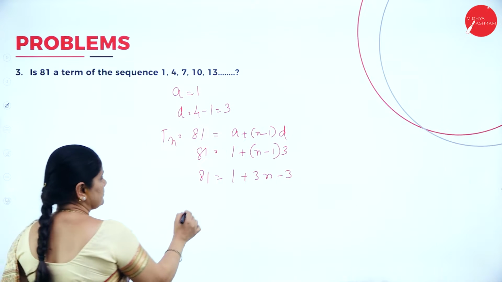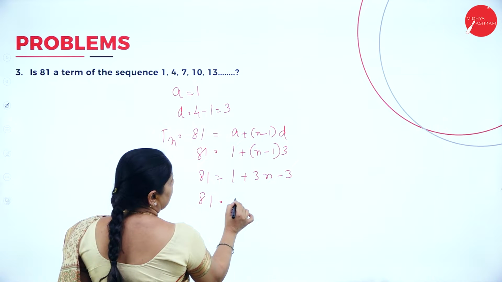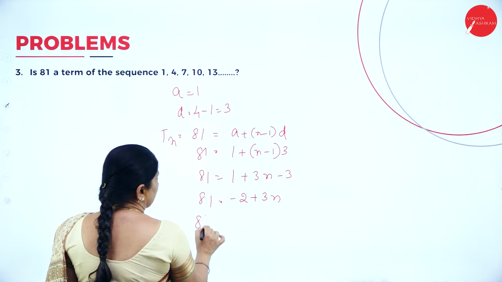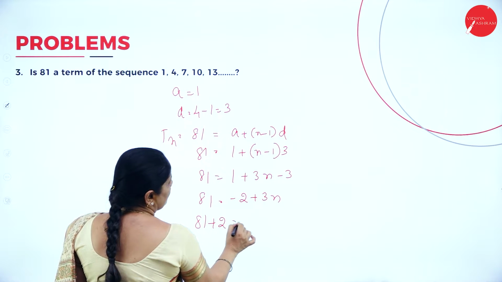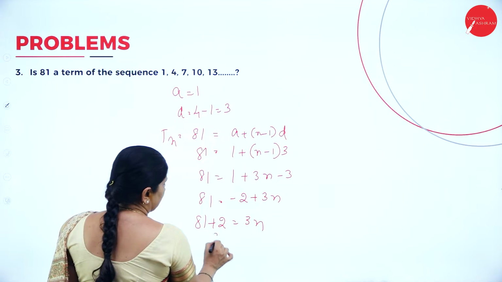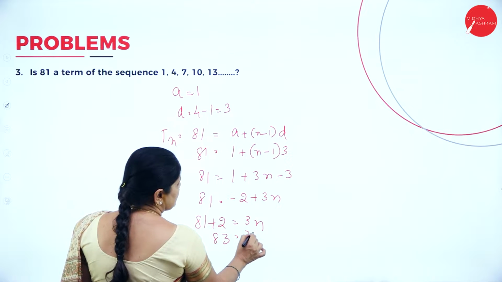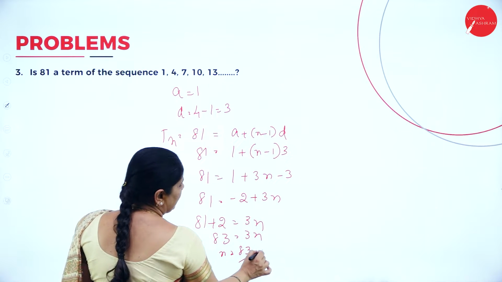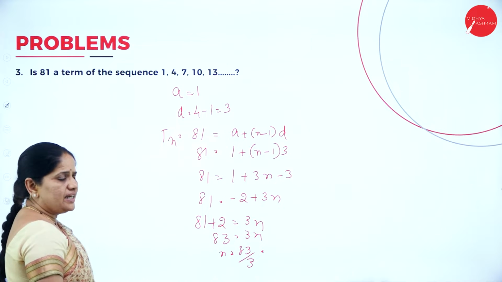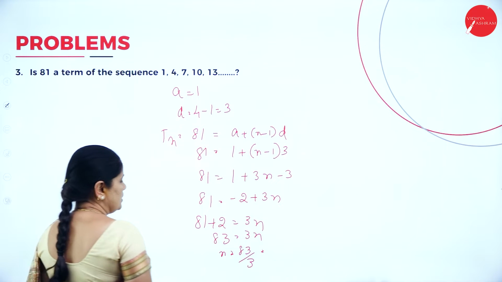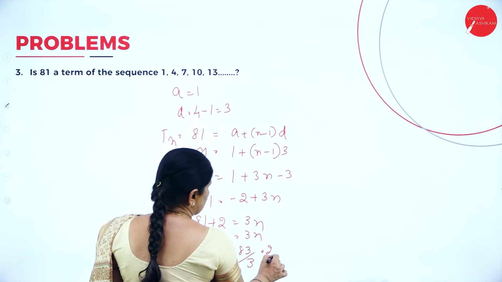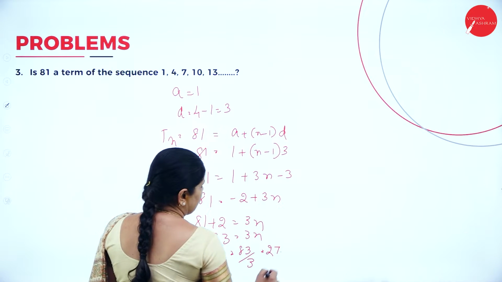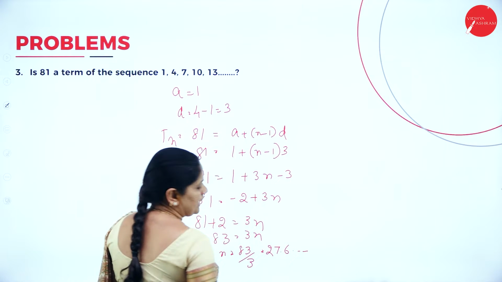Now, 81 will be minus 2 plus 3n. So, 81 plus 2 will be equal to 3n. 83 equals 3n. n equals 83 by 3. So, we are getting a fraction here. So, 3 2s are 6, 3 7s are 21. Then again 3 6s are 18, and we are getting a fraction.